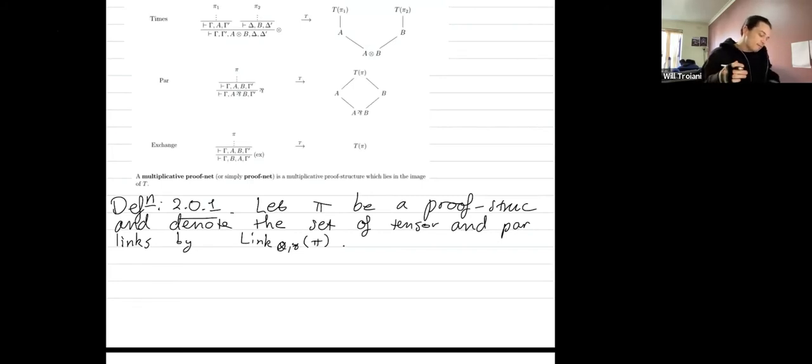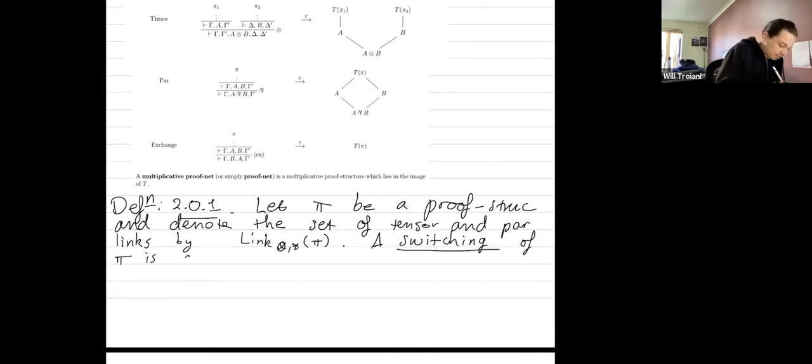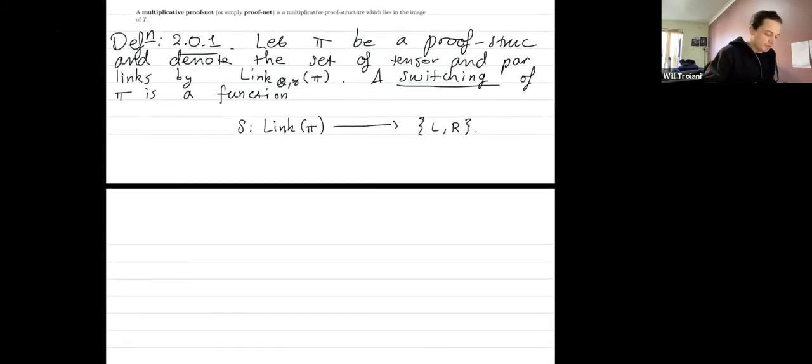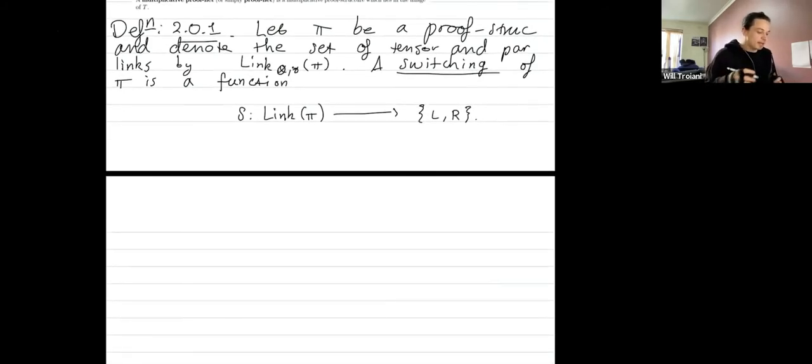Okay, cool. The first important notion is that of a switching, which is a choice of either a left element or a right element for each element inside this set of tensors and pars corresponding to pi. I'll explain the intuition behind this switching in a moment, but let me get the formal definition down. It's simply a function into the two-point set. Some authors, Girard in particular, call this left and right switching, but there are other conventions: sometimes it's answer and question, sometimes first switching, second switching, and so on. This is one of those things that people disagree on.